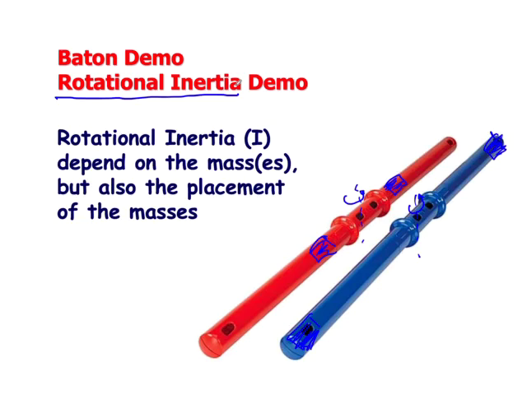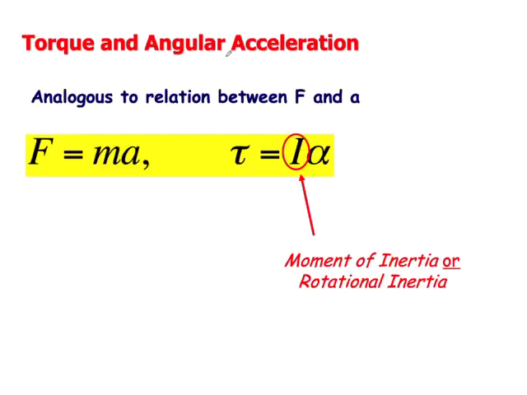Rotational inertia depends on the masses, but also where they're located. If they're closer to the pivot point, you tend to have a smaller rotational inertia than if they're further apart. This one's harder to start rotating and harder to stop rotating. Just like regular inertia is how difficult it is to get an object moving, and once it's moving, how hard it is to stop, this one tells you how hard it is to get something rotating, angular accelerated, and how difficult it is to stop it, negative angular acceleration.